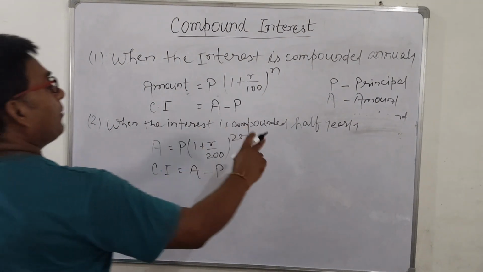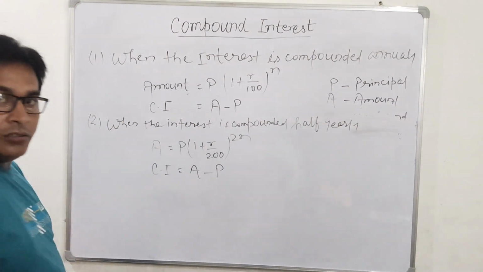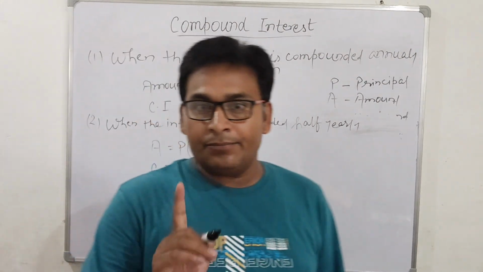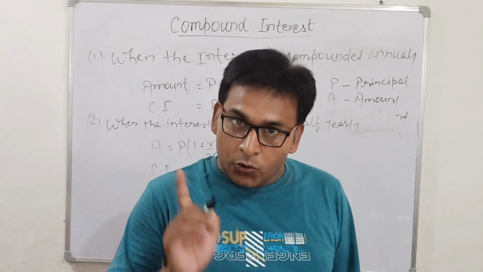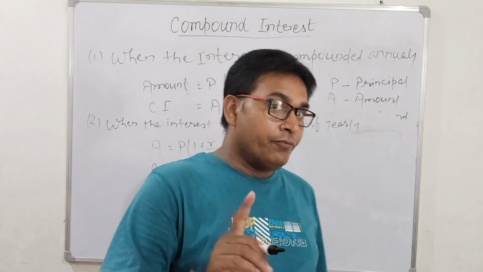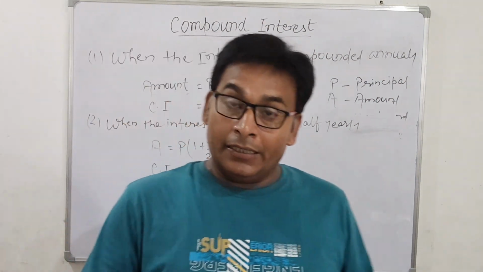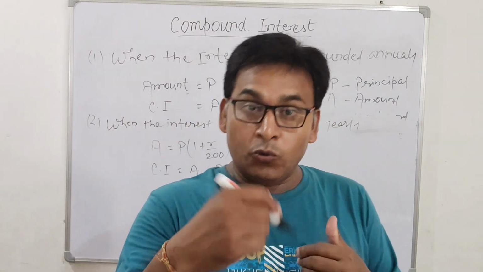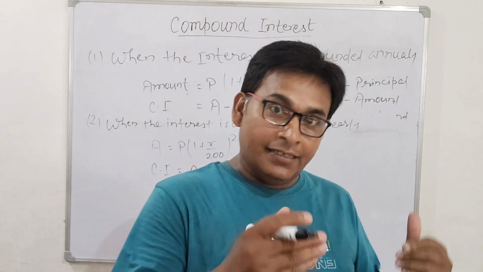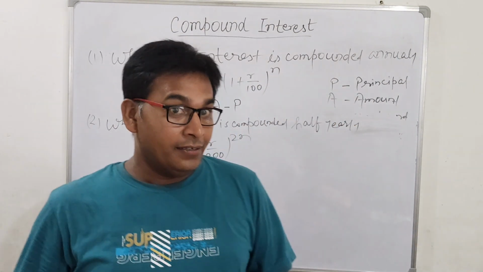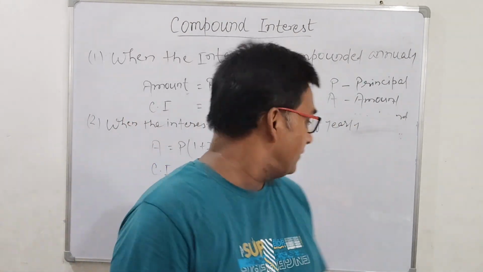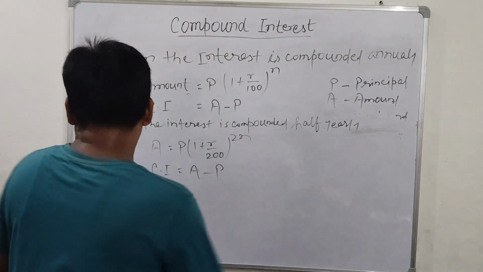When interest is compounded half yearly, because 1 year has 2 half years. For example, if the given time is 2 years, so we know that in 1 year there are 2 half years. Then in 2 years there are 4 half years. It is simple.